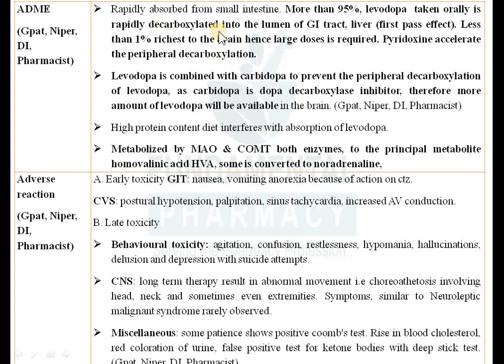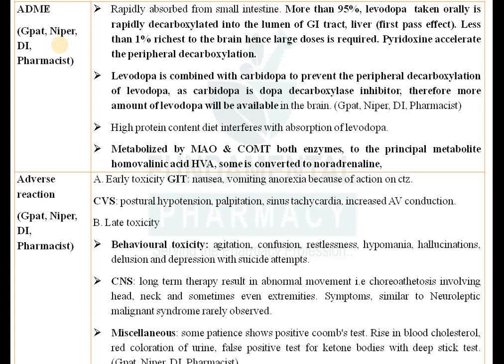ये मेटाबॉलिज्म हो रहा है, इसको प्रिवेंट करना है आपको. You have to prevent this metabolism so that levodopa will reach in a large quantity in the brain. How can you prevent this metabolism?